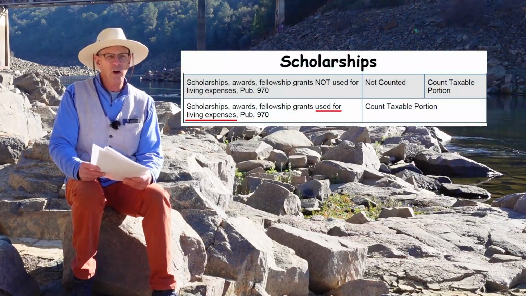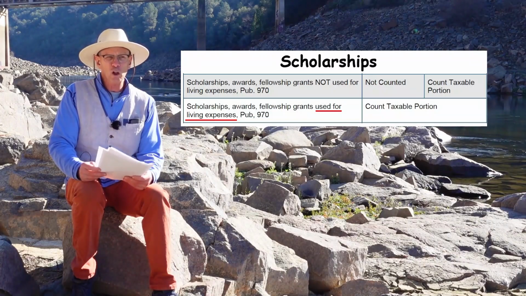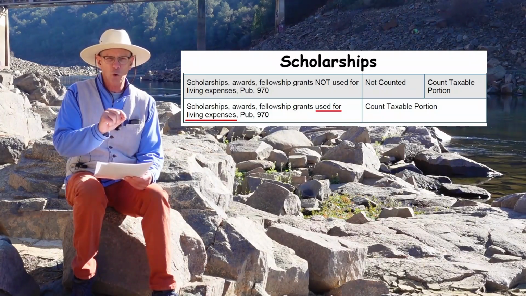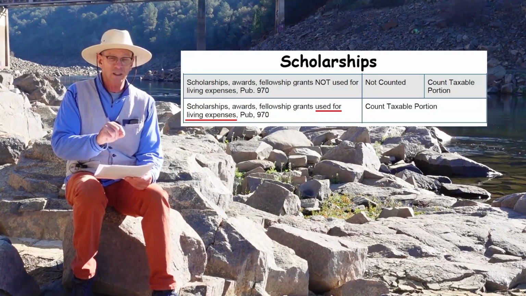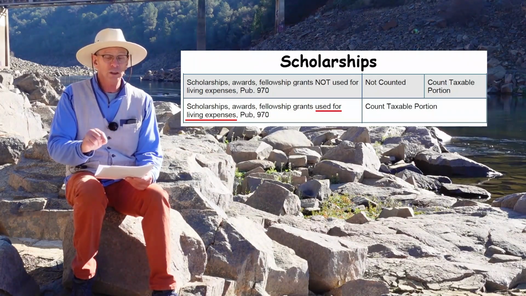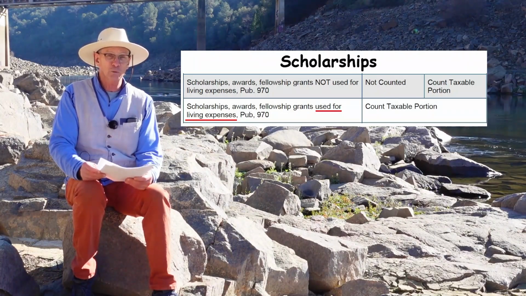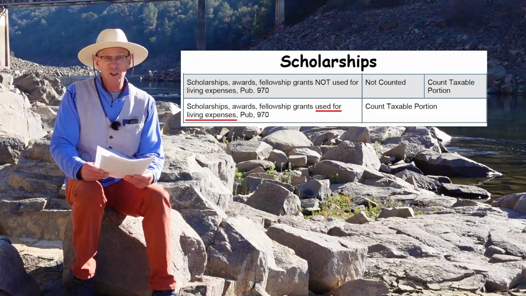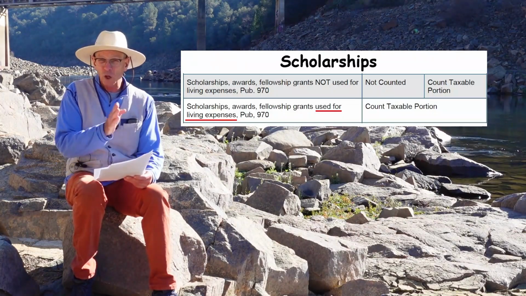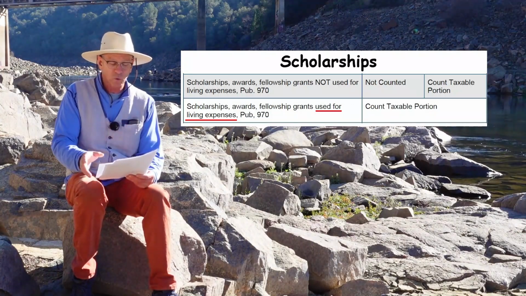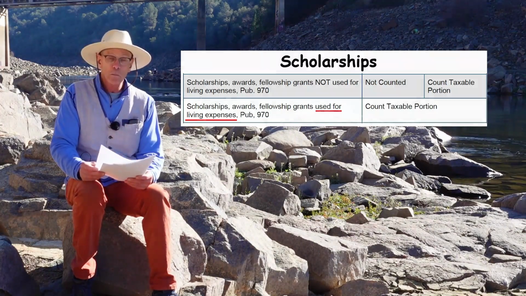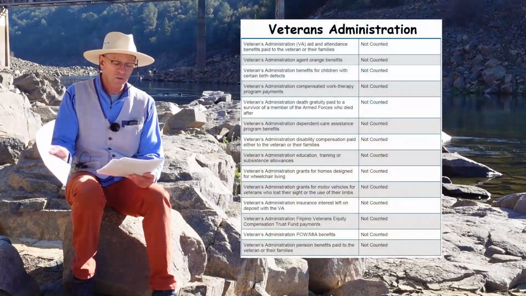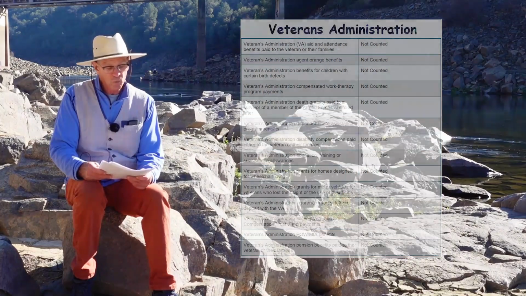Scholarships are another gray area, but scholarships that do not go towards books and tuition but are for living expenses are considered part of the taxable income and should be on the modified adjusted gross income. But again, you'll need to work with the school and really kind of figure out exactly how much of that award for your child is going where. Most Veterans Administration benefits are not taxable, not included.